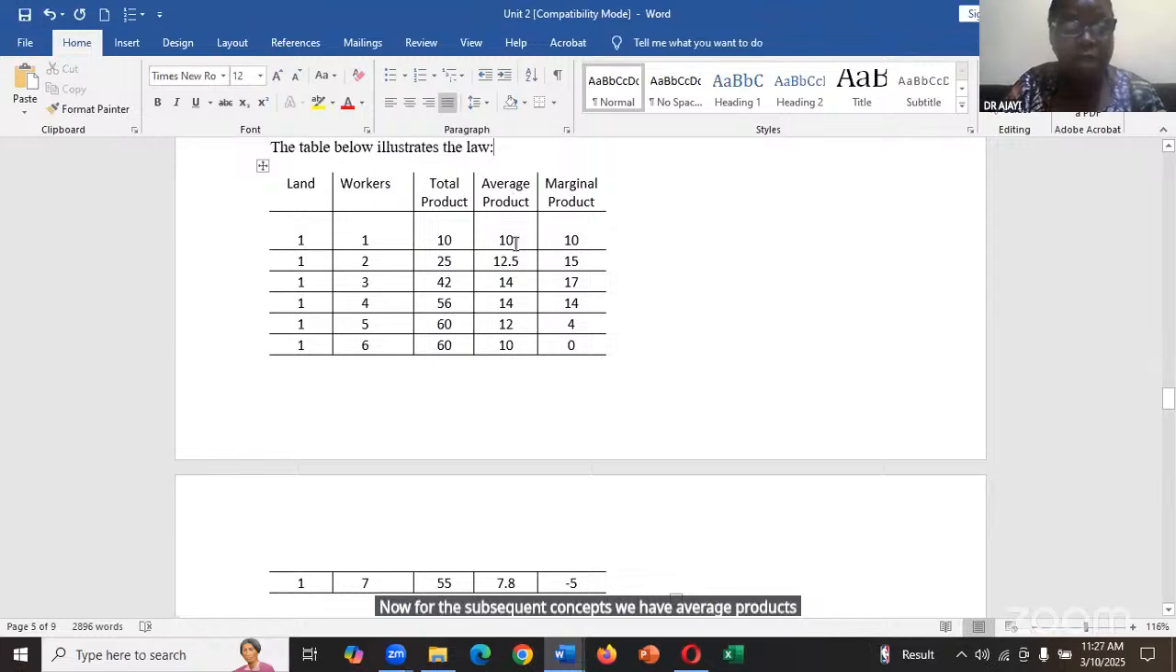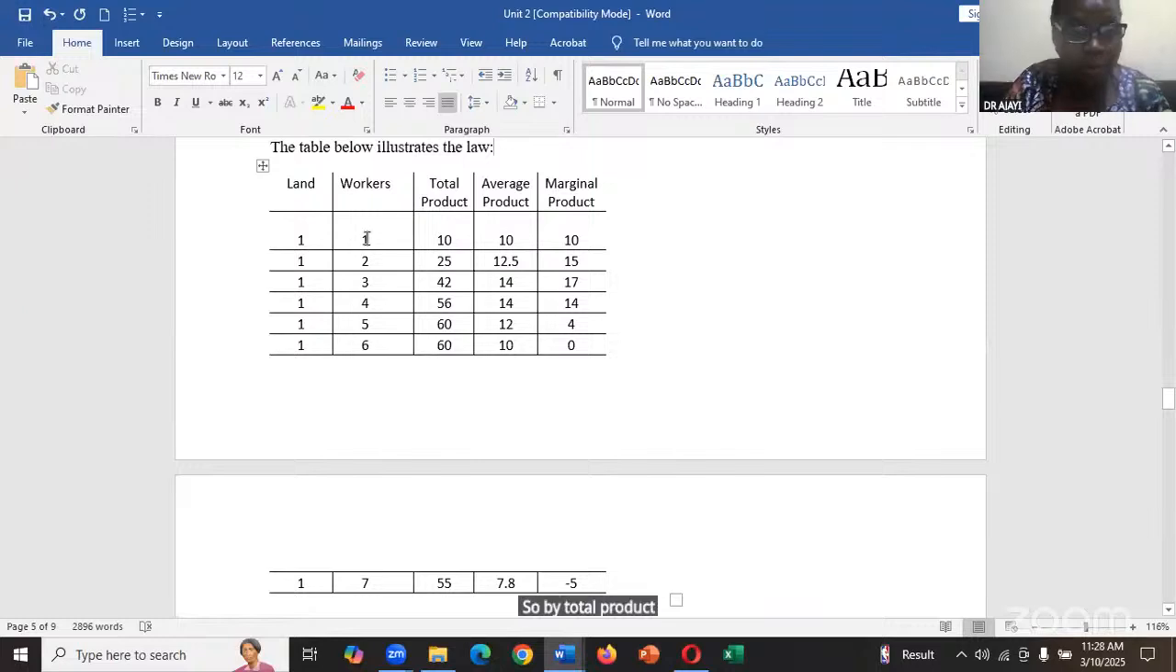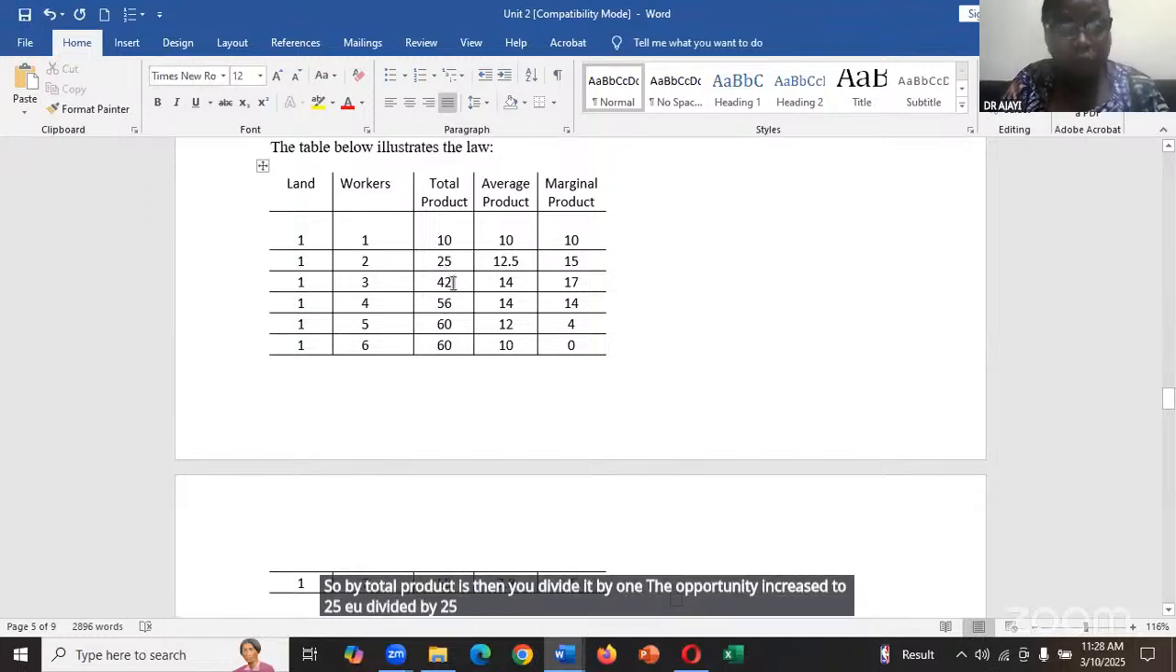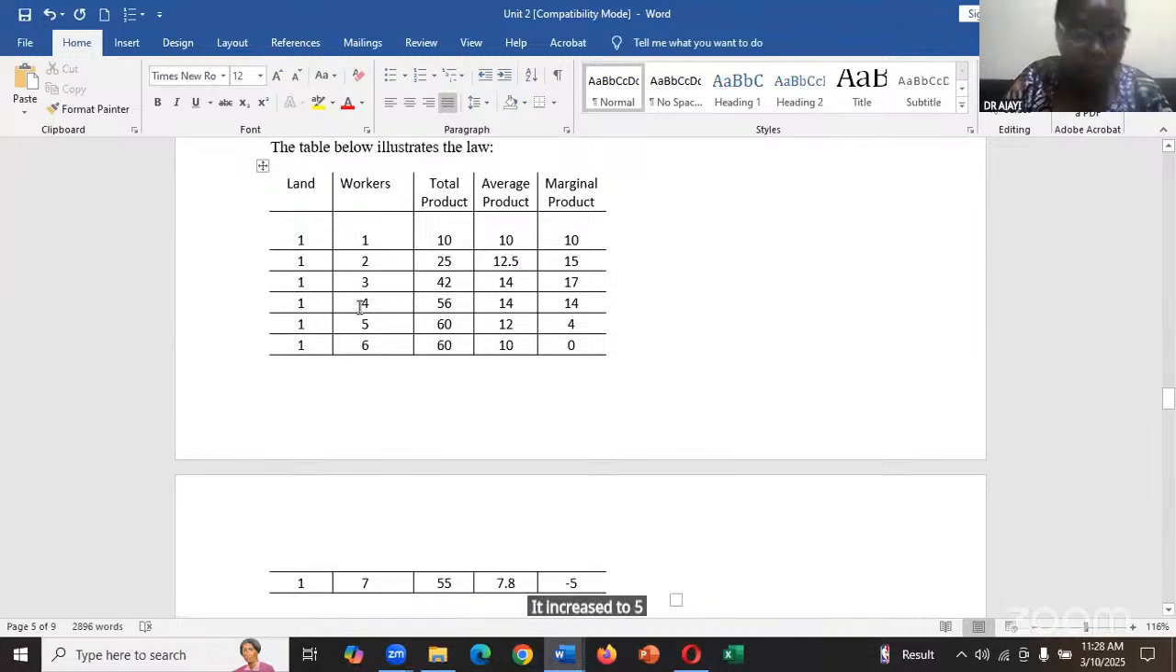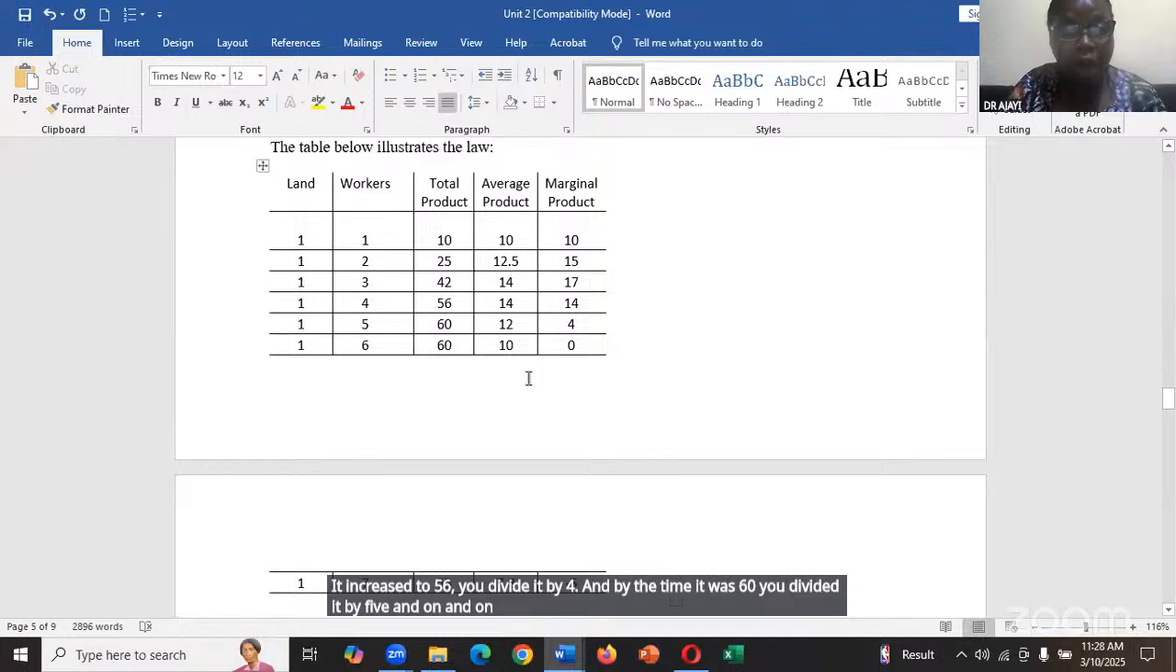Now, for the subsequent concept, we have average product. That formula that I gave earlier, you have total product divided by the quantity of input. And this time around, the quantity of input, apart from the fixed one, is simply the labor or the worker. So total product is 10, you divide it by 1. Total product increased to 25, you divide it by 2. It increased further to 42, you divide it by 3. It increased to 56, you divide it by 4. And by the time it was 60, you divided it by 5, and on and on. That's how you have your average product.